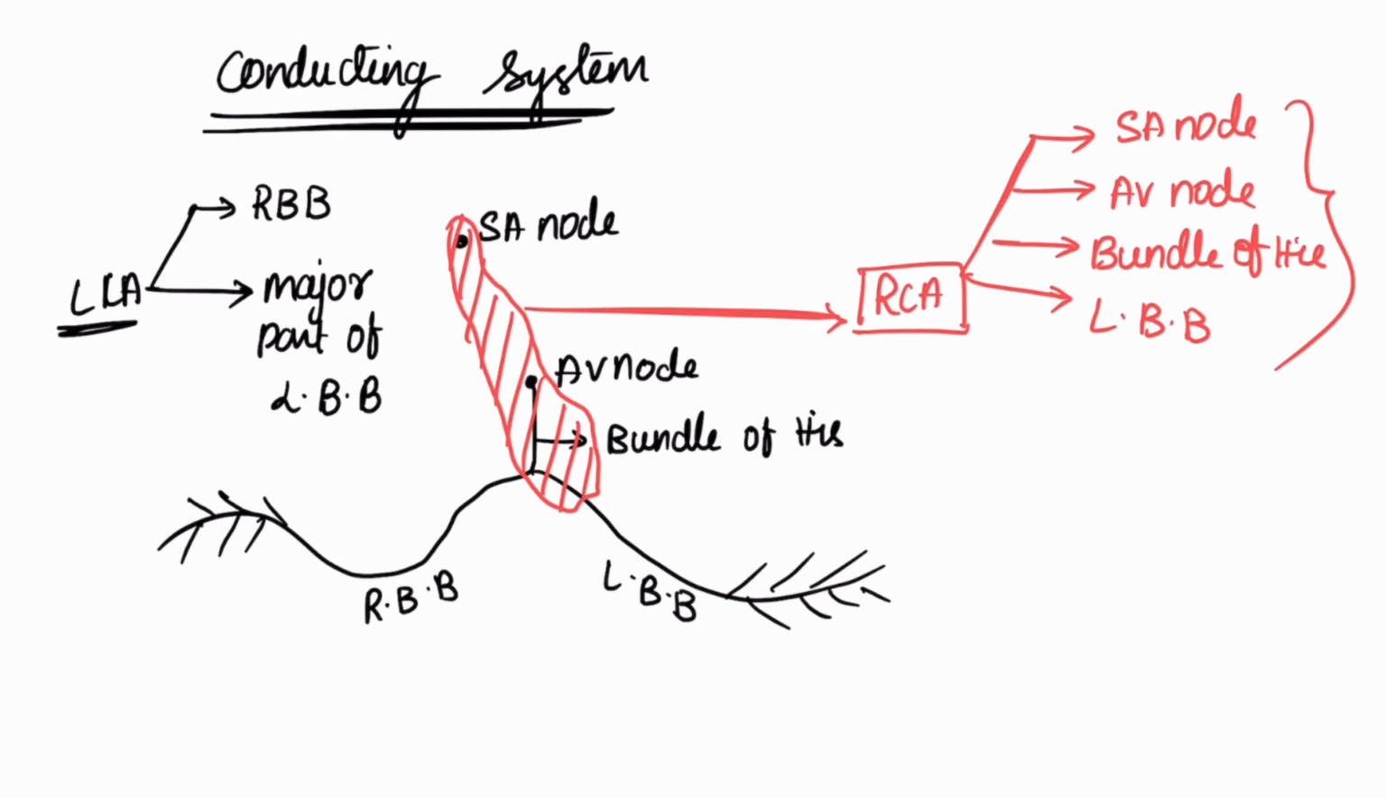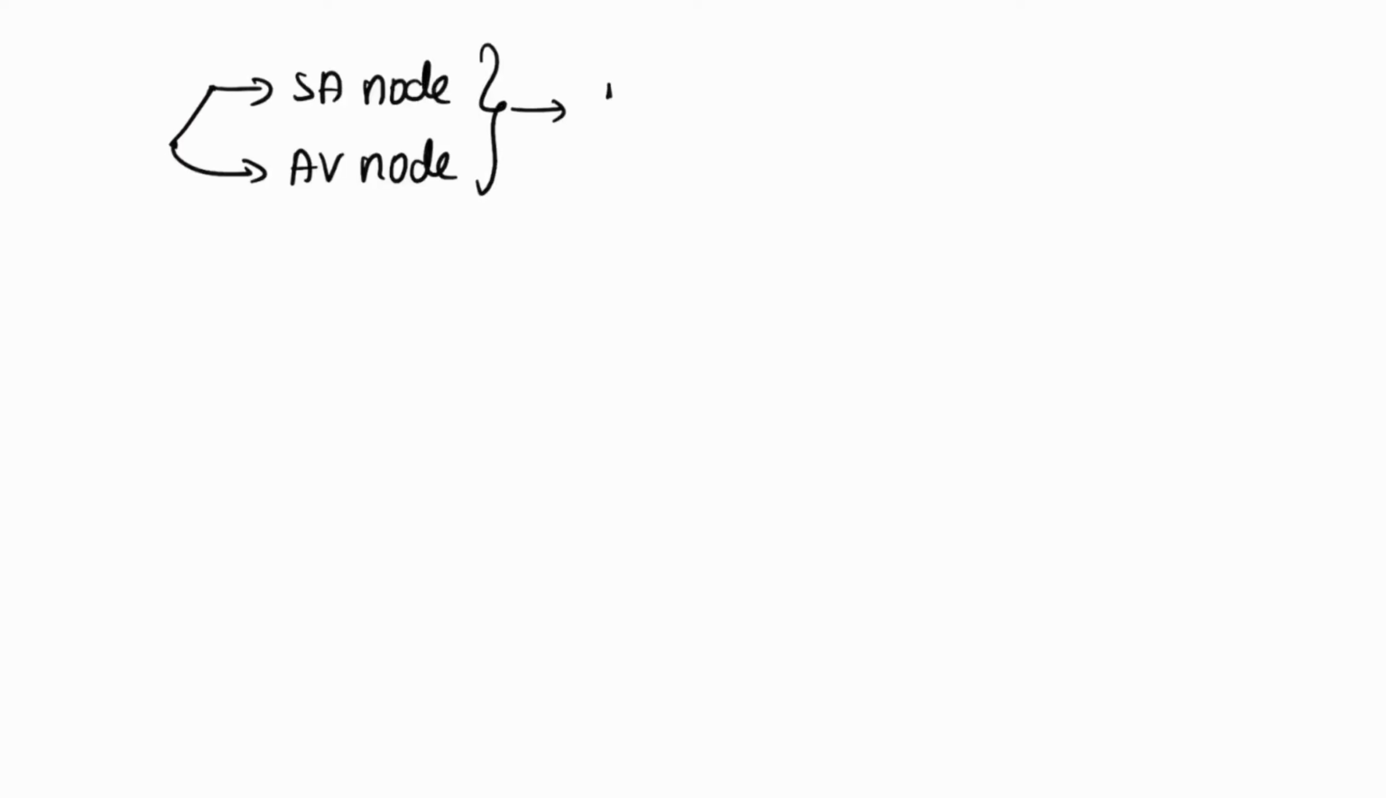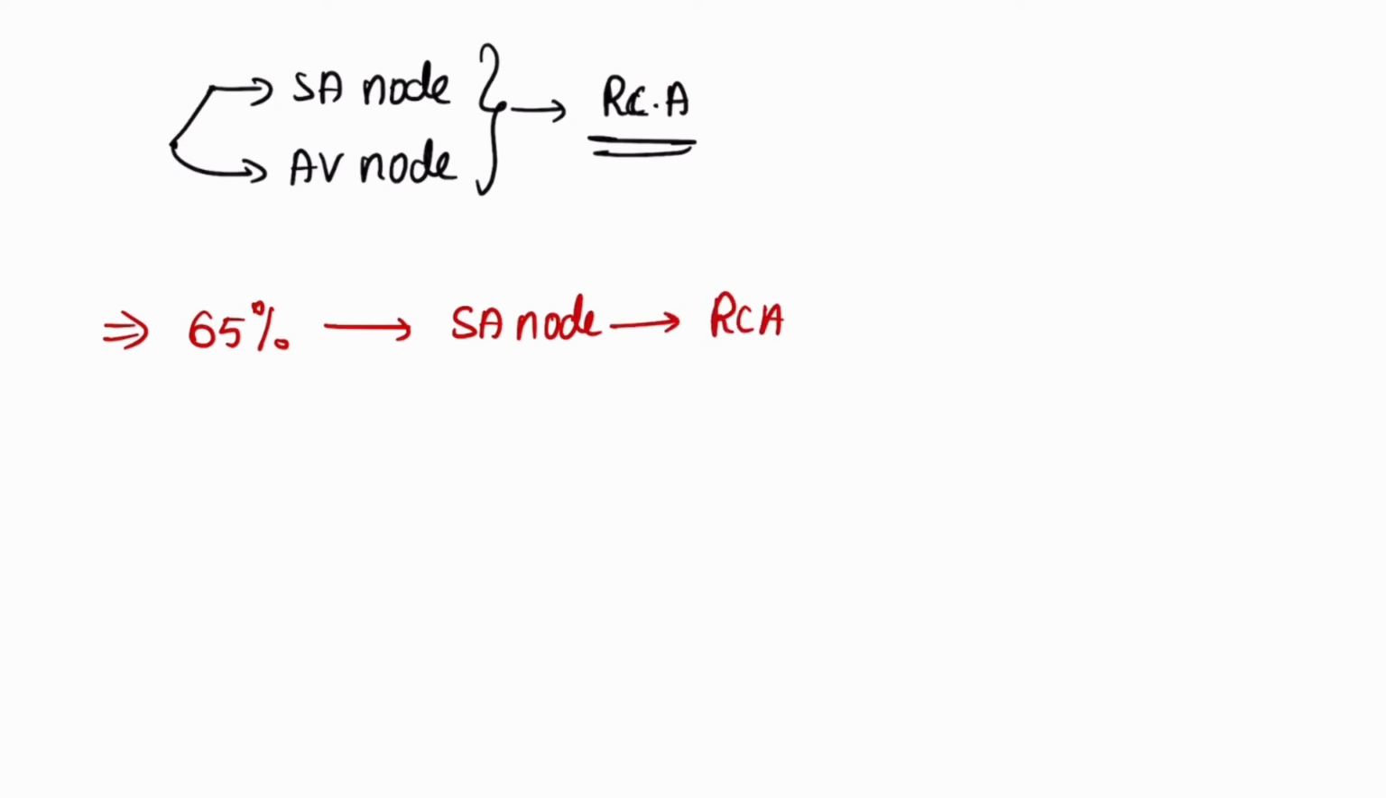Now let us go to the most important part here. We previously discussed that the SA node and the AV node are supplied by the right coronary artery. Here is an exception. In most people, that means in 65% of people, the SA nodal branch is given by the right coronary artery, and in the remaining 35% of people, the SA nodal branch is given by the left coronary artery. This is the most important point here.